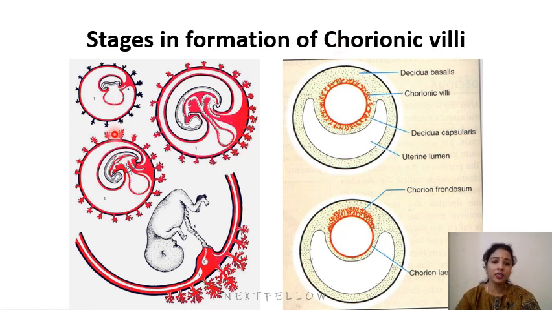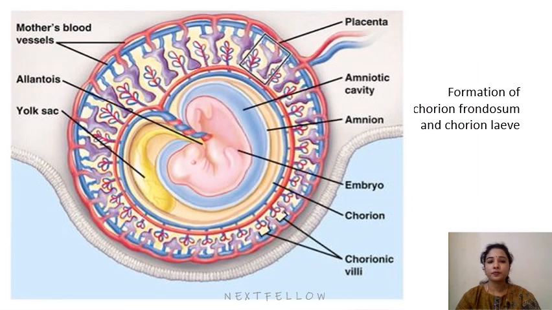So here we can see chorionic villi all around the embryo, and here we can see they are concentrated only at the basal plate, which is called chorionic frondosum. Initially the villi are present all around the developing embryo with the blood vessels. Later these villi will perish, and only those at the site of implantation remain. So this forms the chorionic frondosum, and this forms the chorionic leave.